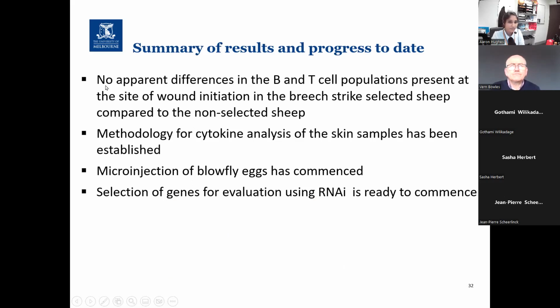So I have found that there's no apparent difference in the B and T cell population present at wound initiation in Flystrike selected and unselected sheep. And also the methodology for cytokine analysis of the skin samples has been established, and microinjections of the blowflies have commenced. And in the coming weeks, I'm going to select the genes for evaluation using the RNAi technique.